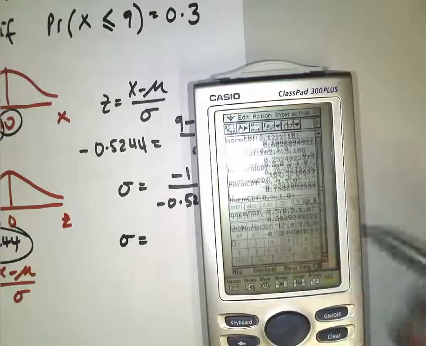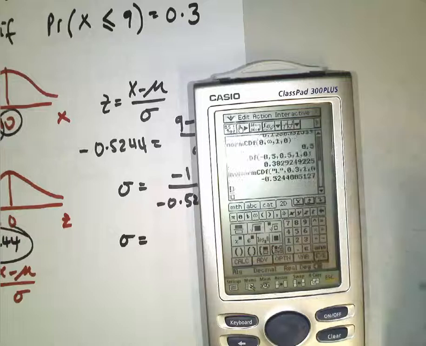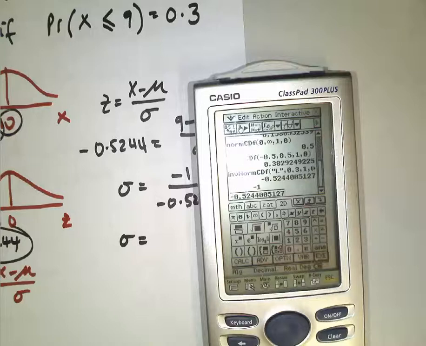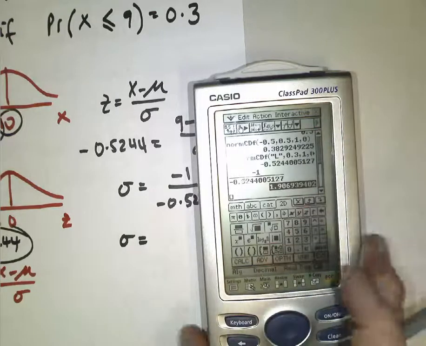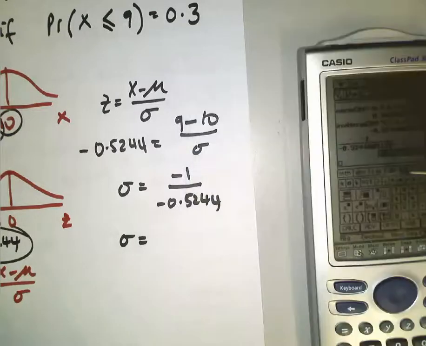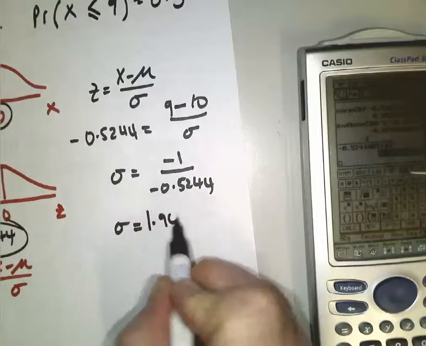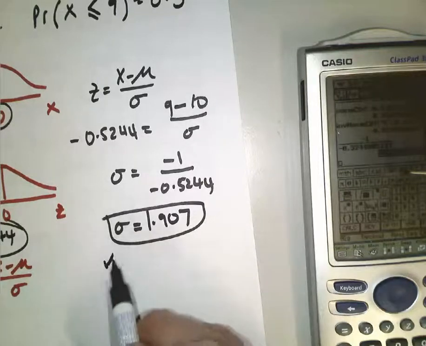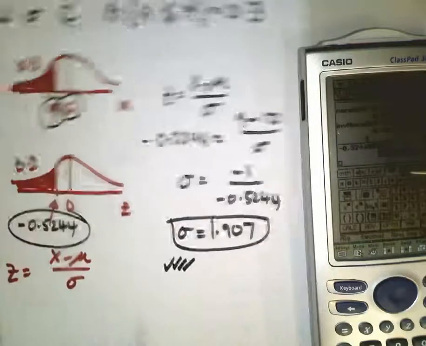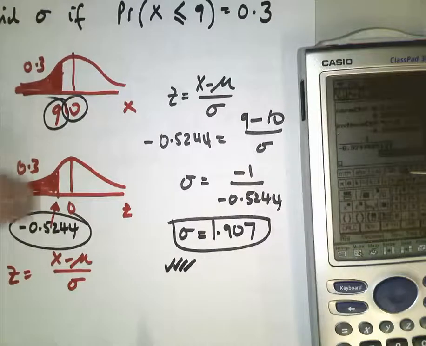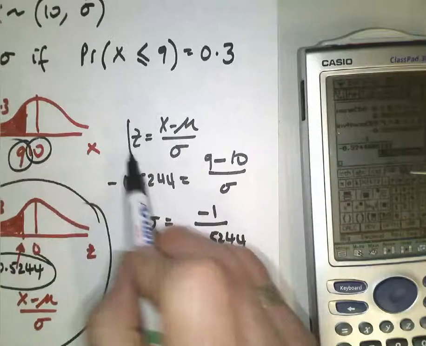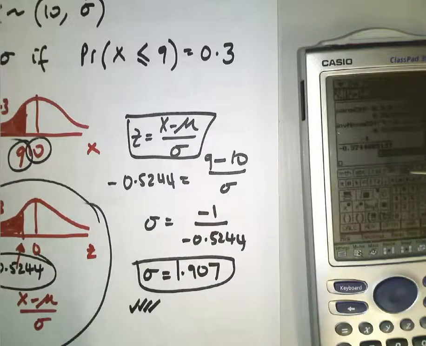The standard deviation equals, bring up the keyboard, bring up a fraction. On the top I've got negative 1, and on the bottom I've got that last answer, and execute: 1.907. So that is the standard deviation for X. And the way that I did it is I linked X to Z, then I used the calculator in Z, and I used this equation going back to X.